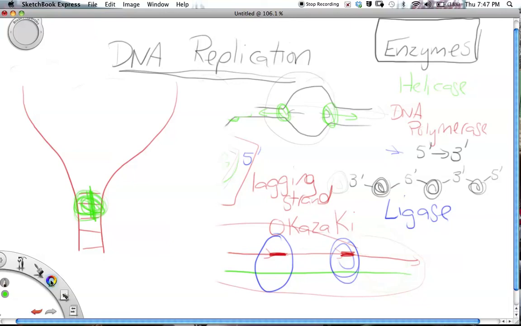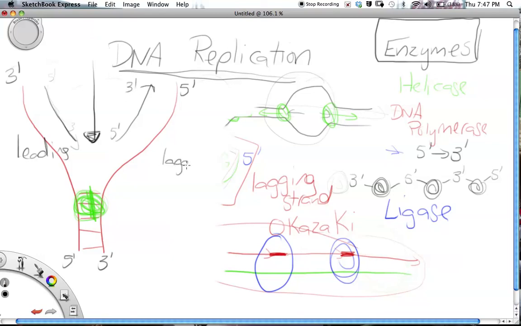Then we're going to make this 3', 5', 3', 5'. So replication is occurring in this direction. And so this new strand you have to look at and say, okay, it's being made 5 to 3 towards the fork. So therefore, this is going to be our leading strand. And this one, because it's going to have to be made away from the fork in order to become 5 to 3, has to be our lagging strand.